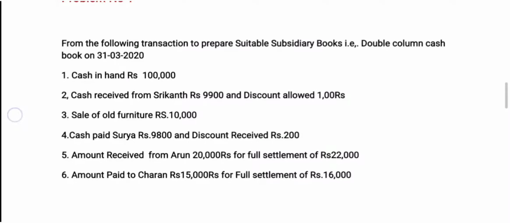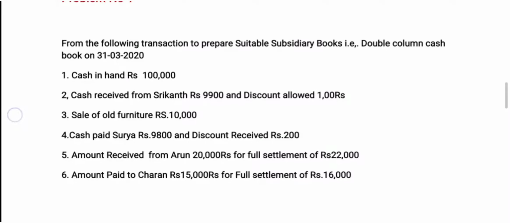Here they have not clearly defined it as discount. Here 2,000 discount is implied. Now we are coming to the sixth transaction, that is amount paid to Charan 15,000 rupees for full settlement of 16,000 rupees. Here 1,000 discount is included.